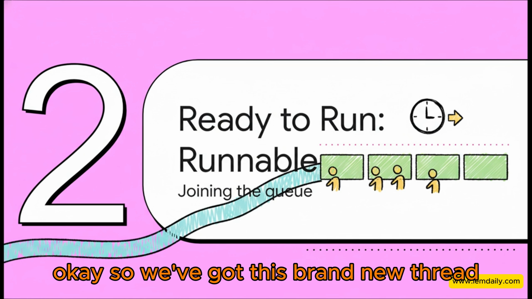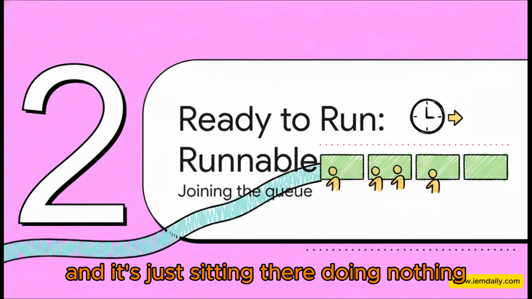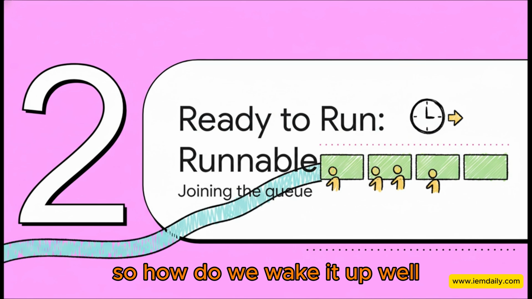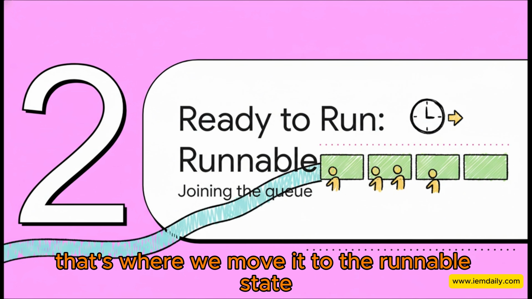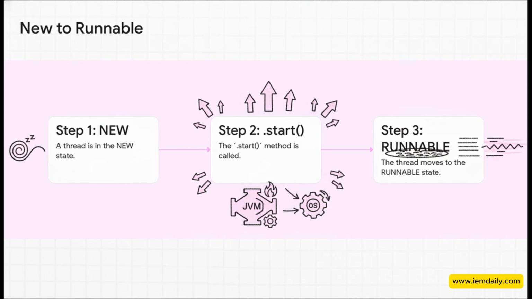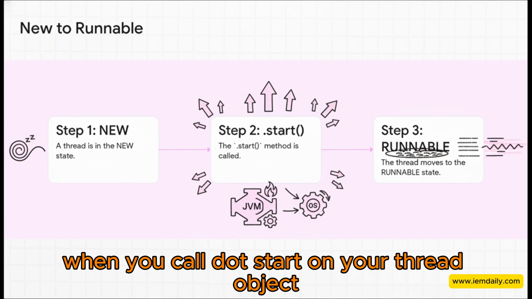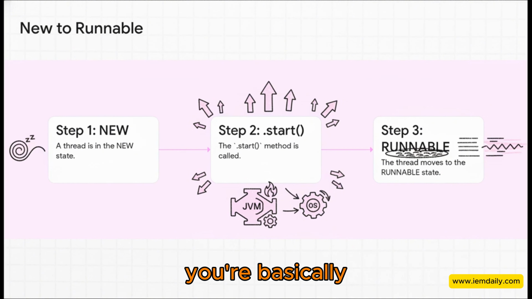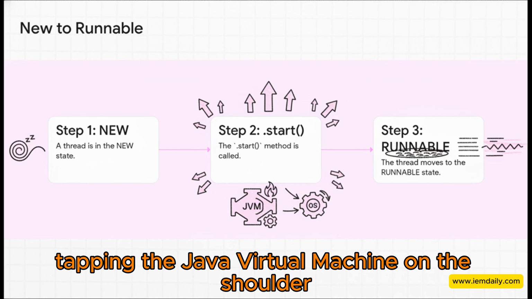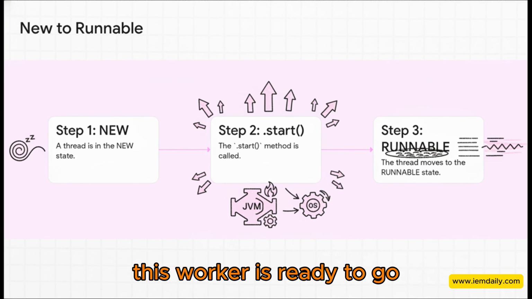Okay, so we've got this brand new thread, and it's just sitting there doing nothing. That's not very useful, is it? So how do we wake it up? Well, that's where we move it to the runnable state. The magic happens with one simple method call, .start(). When you call .start() on your thread object, you're basically tapping the Java virtual machine on the shoulder and saying, hey, this worker is ready to go.